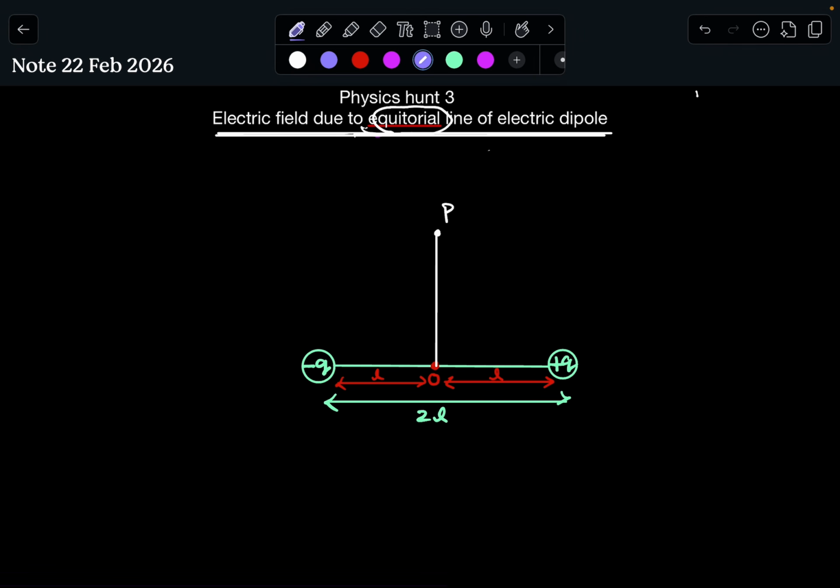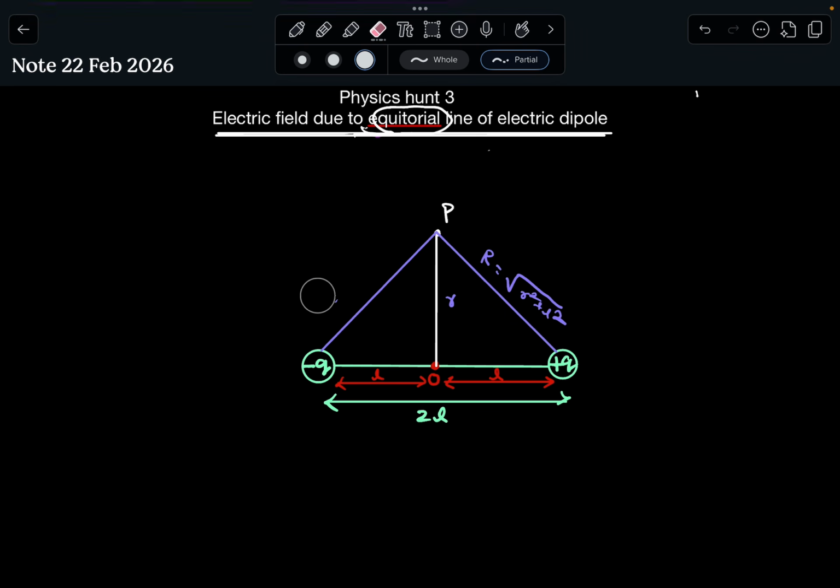So I'm going to connect a line from the positive charge to point P, and again from point P to the negative charge also. Now the distance of separation from the center of the dipole to point P is r. Now what about this distance? Capital R is equal to the square root of r square plus L square. Similarly, this side also will be the same, correct or not? According to Pythagoras theorem.